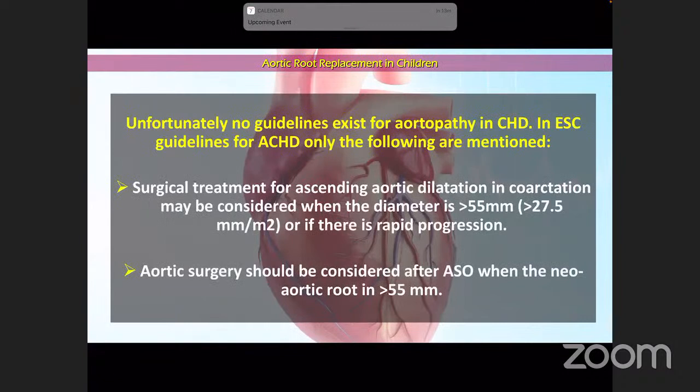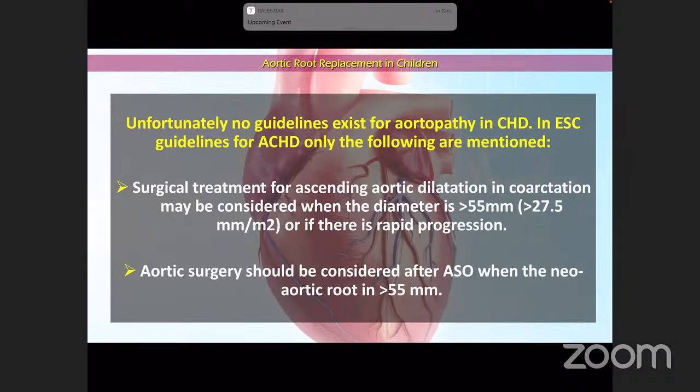Unfortunately, no guidelines exist for aortopathies in congenital heart disease. If you look at the European Society of Cardiology guidelines for adults with congenital heart disease, they only mention the following: surgical treatment for ascending aortic dilatation and coarctation may be considered when the diameter is more than 55 millimeters, which is more than 27.5 millimeters per meter square body surface area, or if there is rapid progression. They also mention that aortic surgery should be considered after arterial switch operation when the neo-aortic root is more than 55 millimeters. And this is the only thing that is mentioned about patients with congenital heart disease.